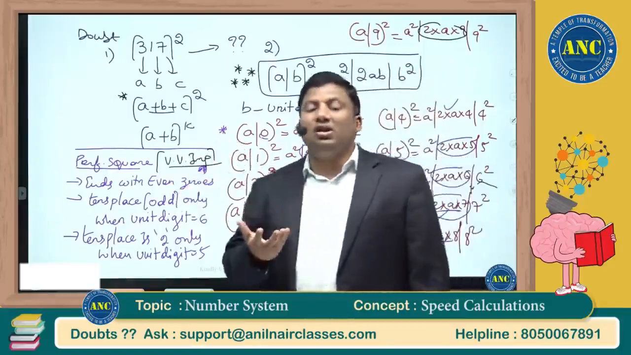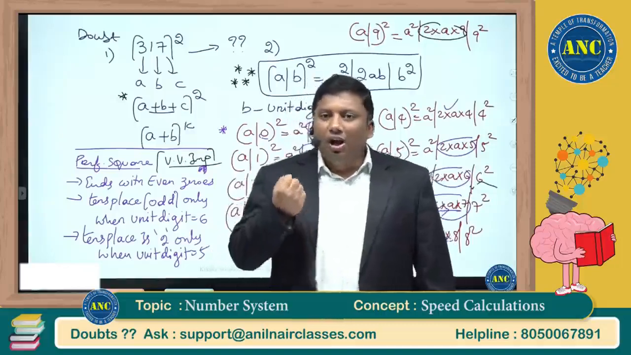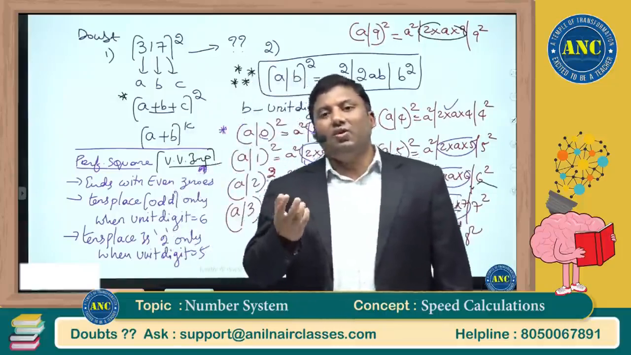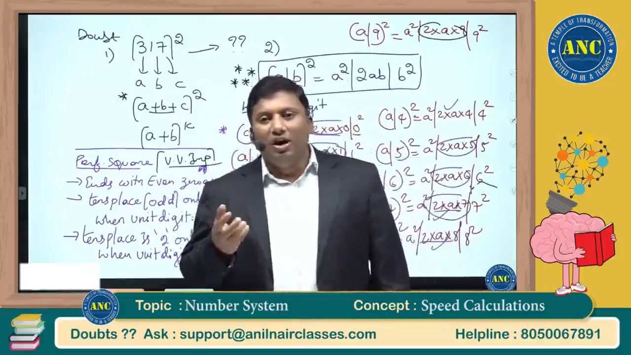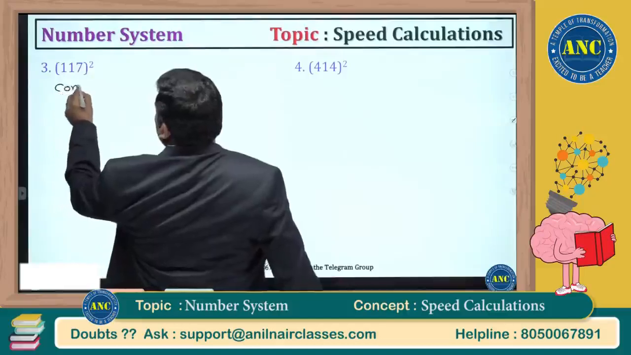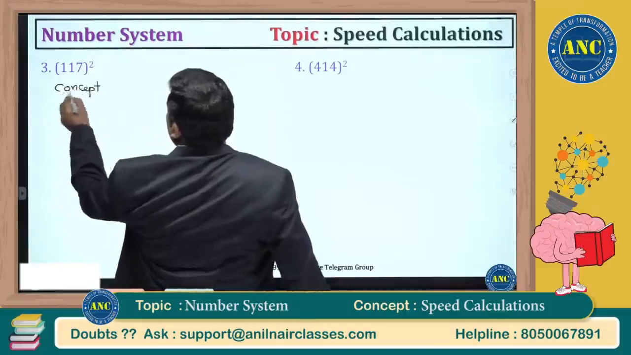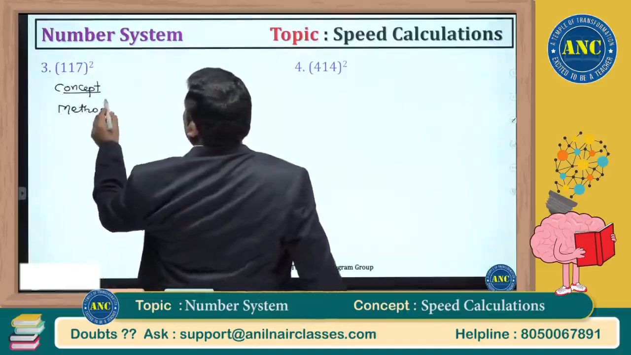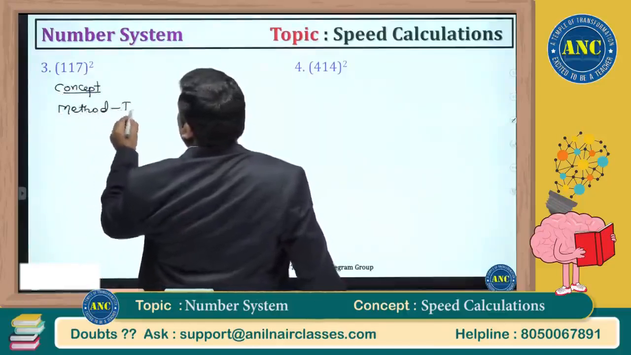There were some original questions like, how many 4-digit perfect squares are there where the first 2 digits are equal and the next 2 digits are equal? You can solve the question by using this concept. We will see the concept. There are 2 methods you can use to find the square of a 3-digit number. Method number 1.